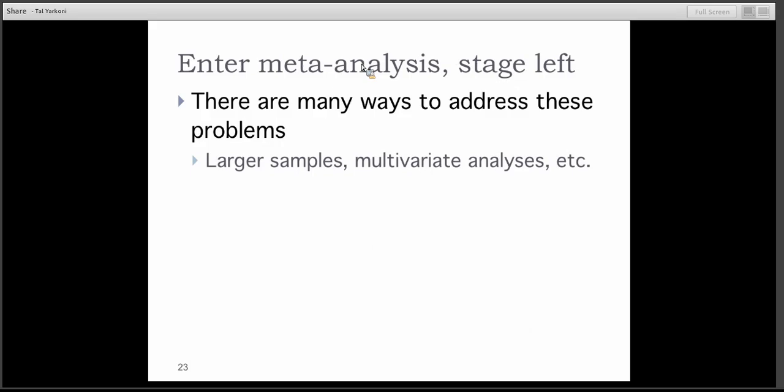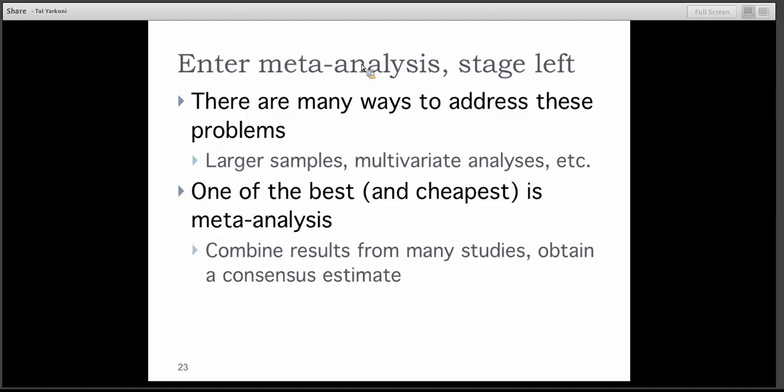Not to do univariate whole brain analyses quite as often, and to rely on data reduction and modeling techniques that can reduce the number of variables we have. But one of the best, really, still, and definitely the cheapest approaches is to use meta-analysis. Meta-analysis, as you probably know, is just taking results from many studies and generating a consensus estimate. So it's an analysis of analyses, and these have been done for many years in psychology and other disciplines, and increasingly in the neuroimaging world as well.